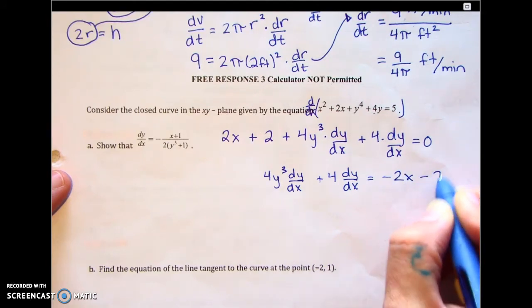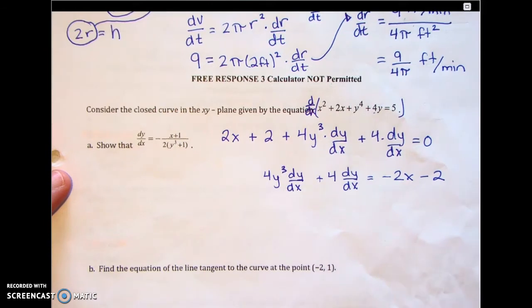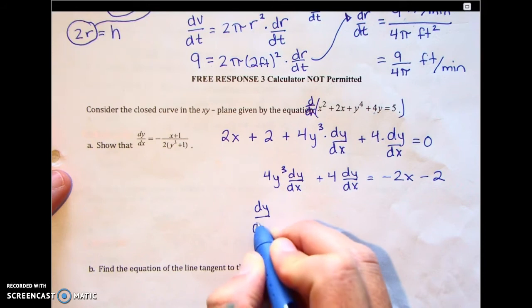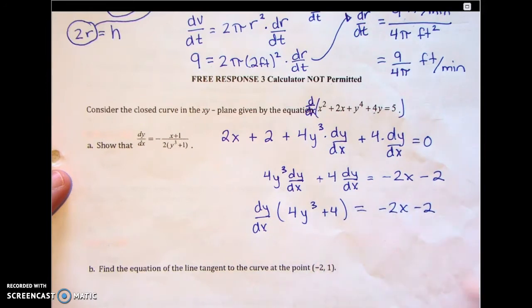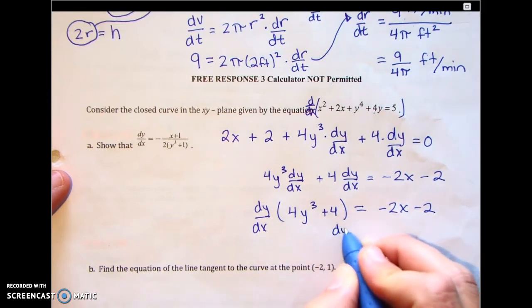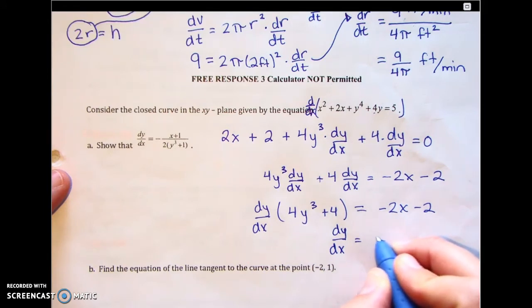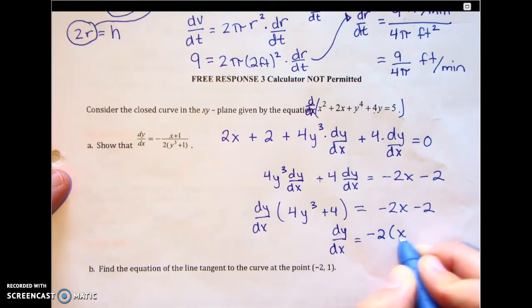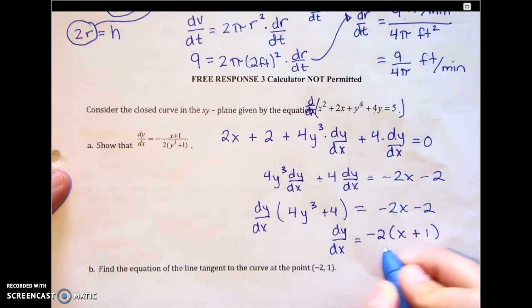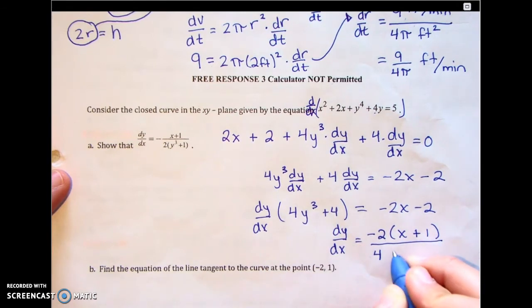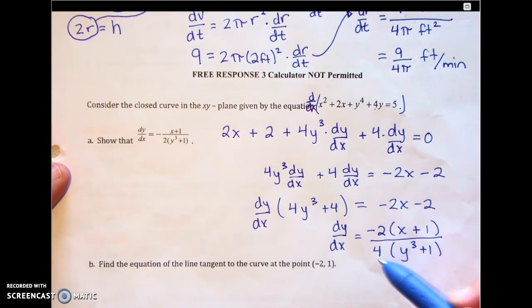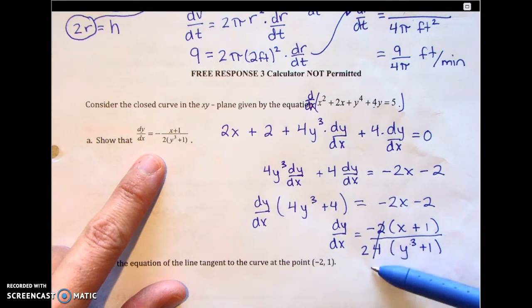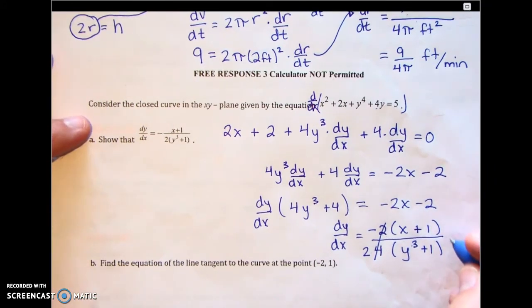Negative 2x minus 2. In order to move these to the other side of the equal sign, we have to subtract. Now I'm going to factor out the dy/dx, and when I do that I get 4y cubed plus 4 equals negative 2x minus 2, and then we take the parentheses and divide it to this side. dy/dx equals, if it's okay with you guys, I'm going to factor now. So I have negative 2, I'm going to factor that out of the numerator, leaves me with x plus 1, all over, and the common factor here is 4, so I'm going to factor the 4 out, and I have y cubed plus 1. And there you see 2 over 4 reduces to negative 1 over 2. And let's double check. I have negative (x plus 1) over 2(y cubed plus 1). So, ta-da, I did it. I checked. I showed all that work.